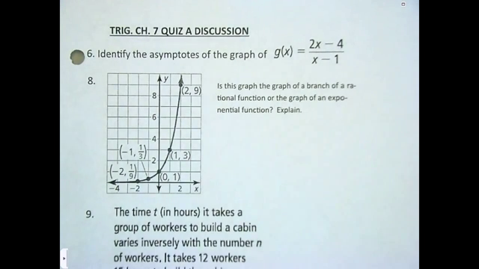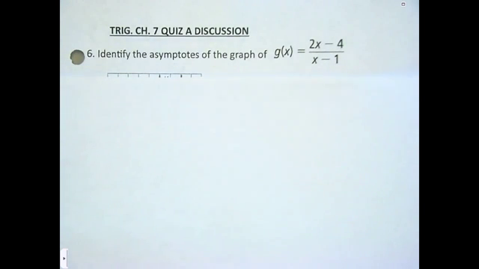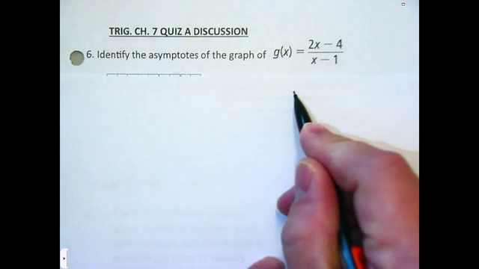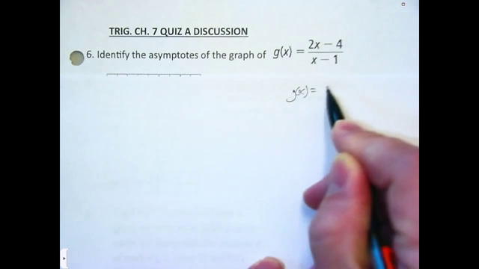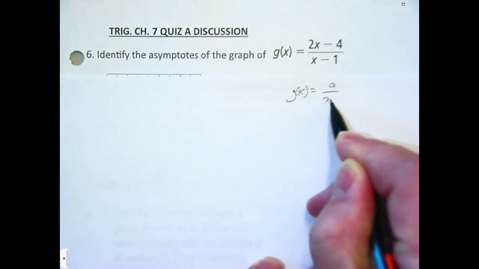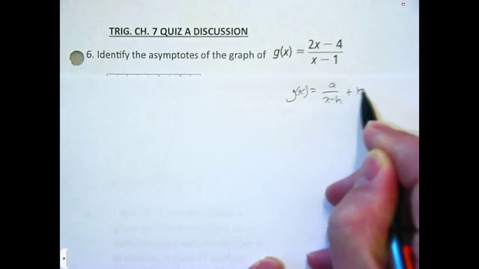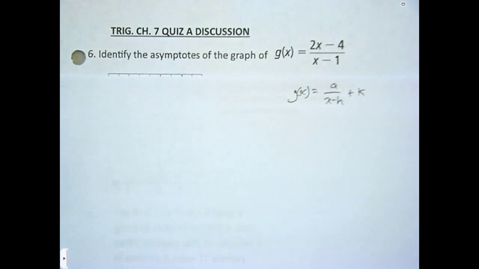Okay, so these problems that you guys missed on your quiz, or similar problems, number 6. If you haven't finished that one yet, then you probably do not know the quick way to do that. Okay, so quick review, identify the asymptotes. First, you could change it to the form of g of x is equal to a over x minus h plus k by using polynomial long division. You could go that route.